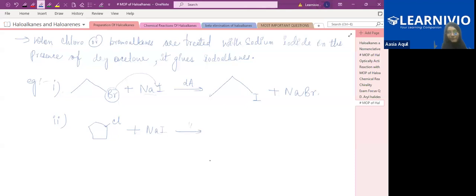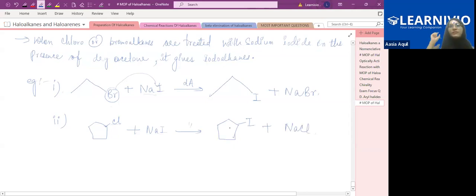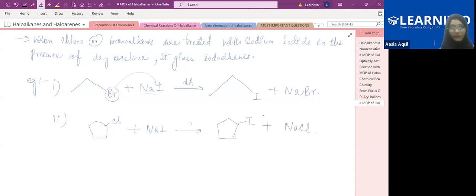Yes. Iodopentane plus NaCl. Iodocyclopentane is a cyclic structure, right? In the place of chlorine, we just attach iodine and the byproduct will be sodium chloride. Okay, so that's a Finkelstein reaction. Now write down the second one, the Swartz reaction.